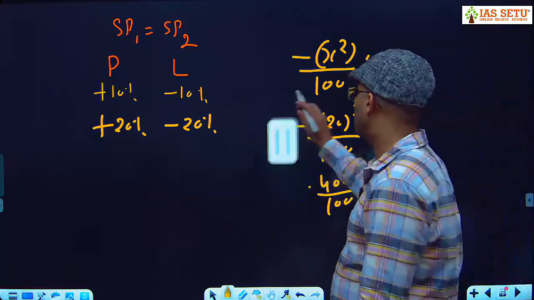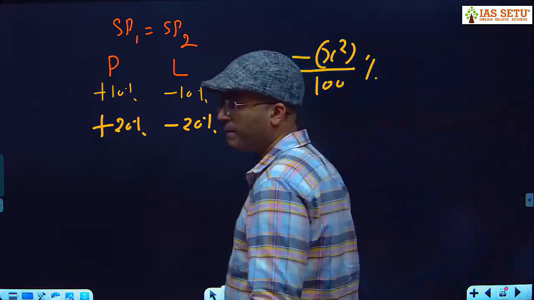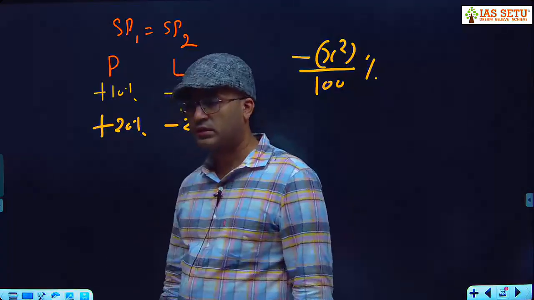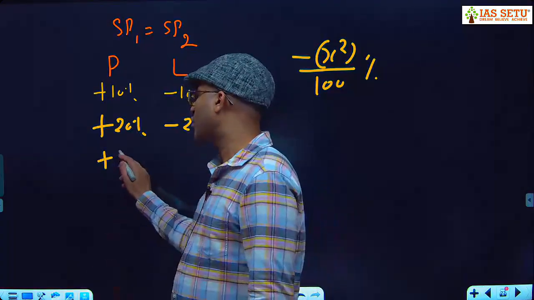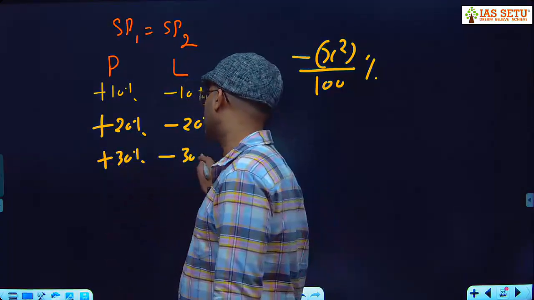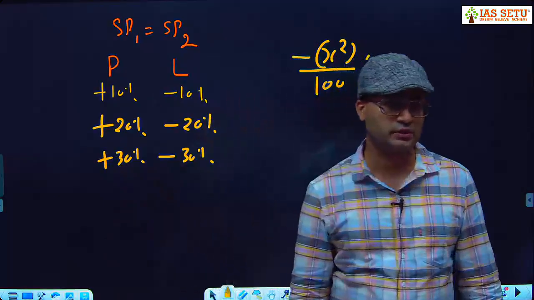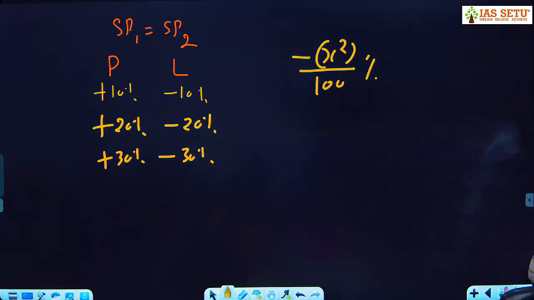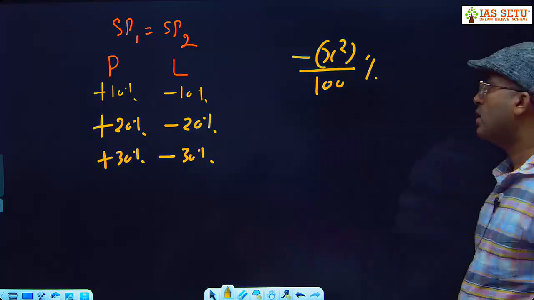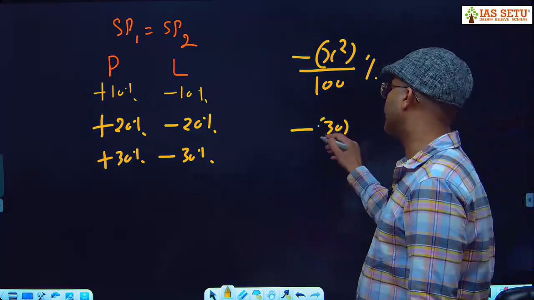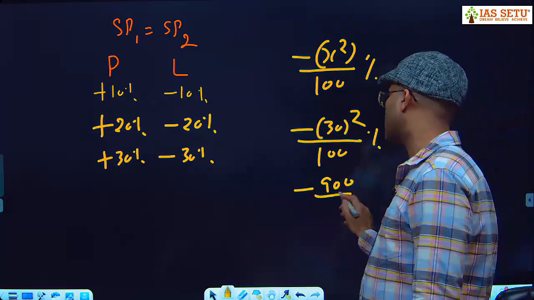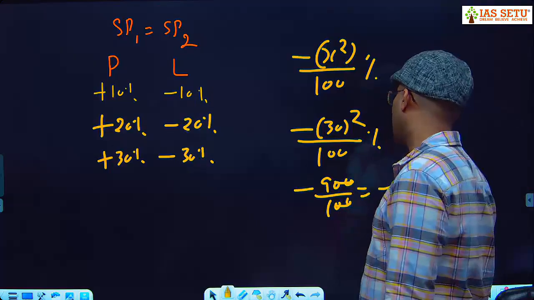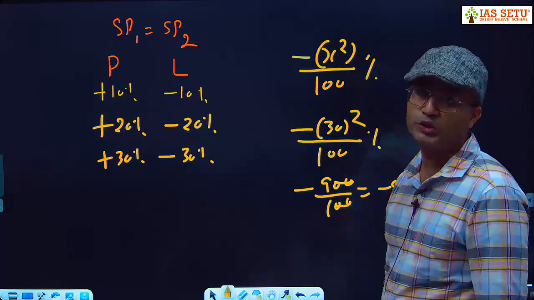One more question. इस टाइप में रुको अभी. I sell two articles at the same price. On one 30% profit, on another 30% loss. Find the overall loss percentage. Minus 30 square upon 100%. It is minus 900 upon 100, minus 9%, 9% loss.